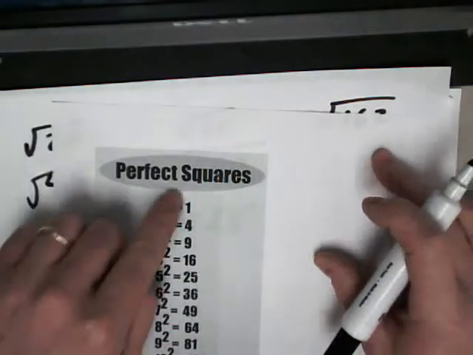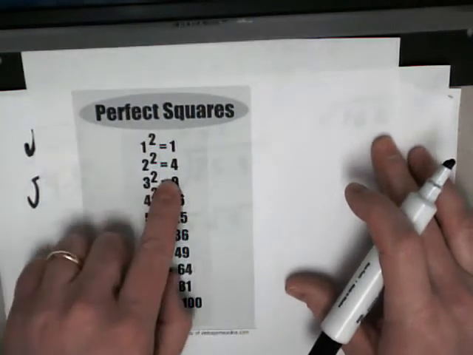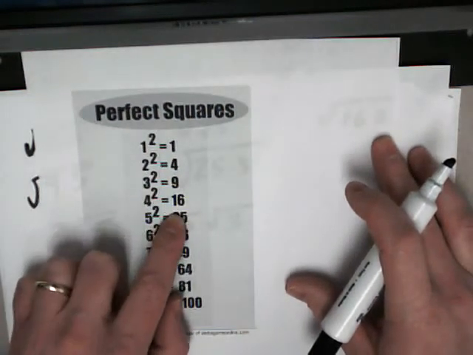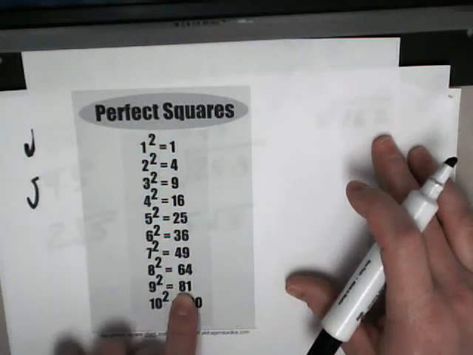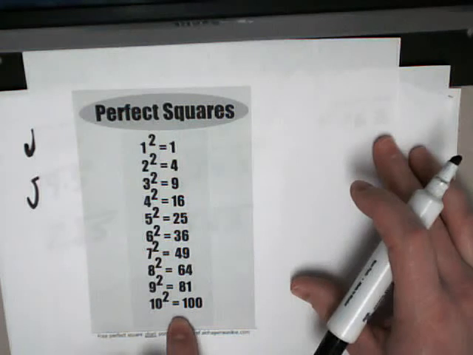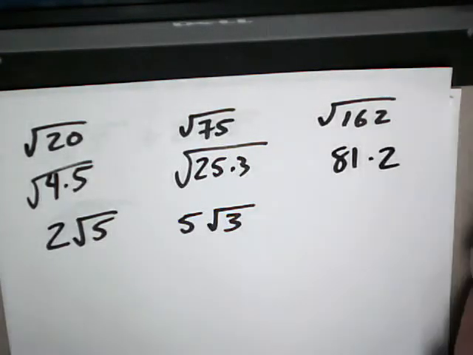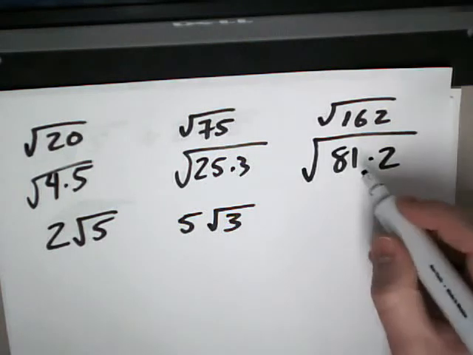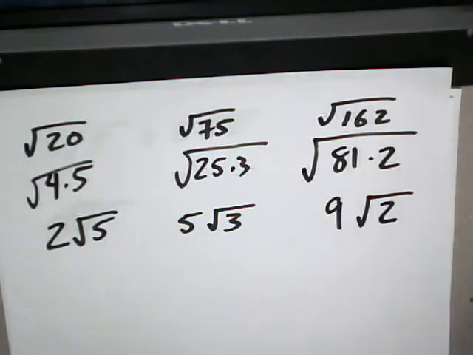The square root of 162. Well, if you go down through this list, I mean, 4 might go into it, 16 might go into it, but you have to pick the biggest number that goes into it. 81 goes into it twice. 81 times 2 is 162. So 81 times 2, that's how you break that down. The square root of 81 is 9, and the 2 has to stay in there.